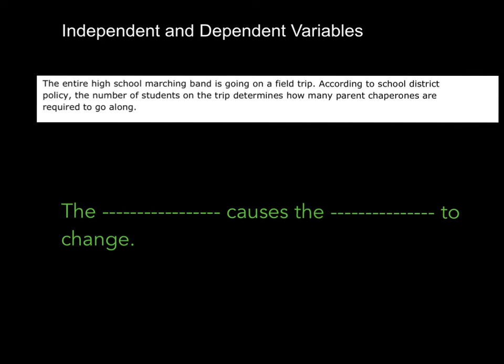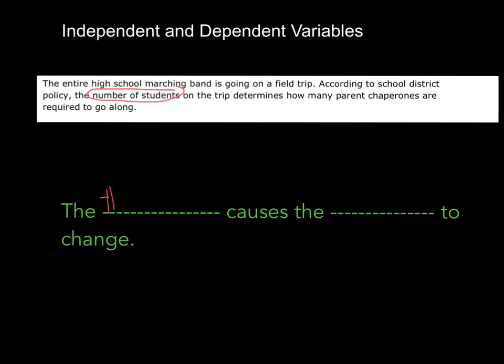It says the entire high school marching band is going on a field trip. According to school district policy, the number of students on the trip determines how many parent chaperones are required to go along. So if you really think about it, how could we summarize this? What changes and what causes that to change? If you look at it, you would notice that the number of students will cause the number of parent chaperones to change.